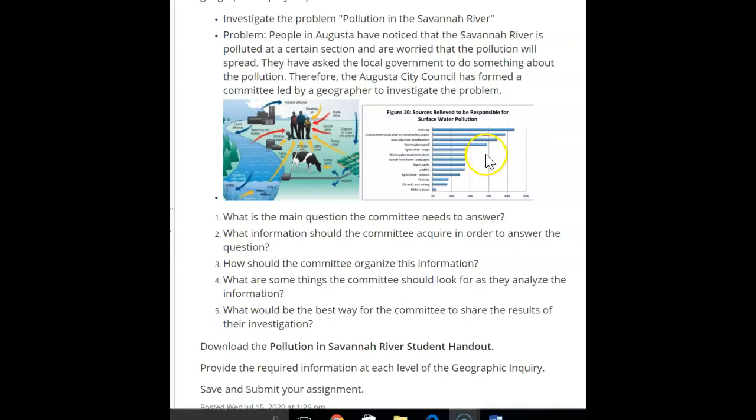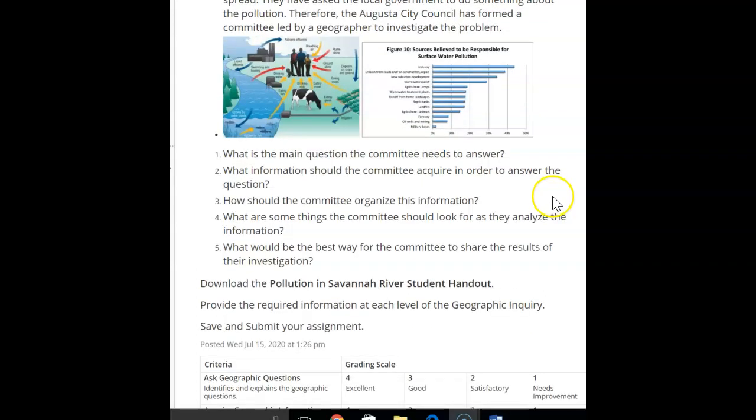Here are just a few little resources showing where the water goes and some of the effects that it has on others, and then who is responsible for the water pollution. So those are a couple of graphics you can look at if you want to. All right, so here's what you've got to do.